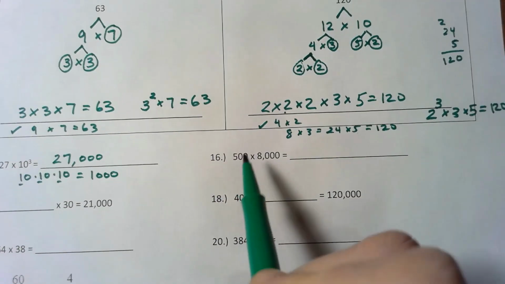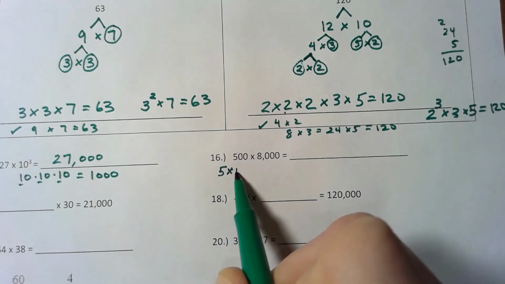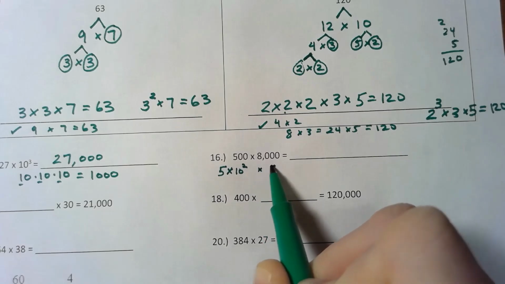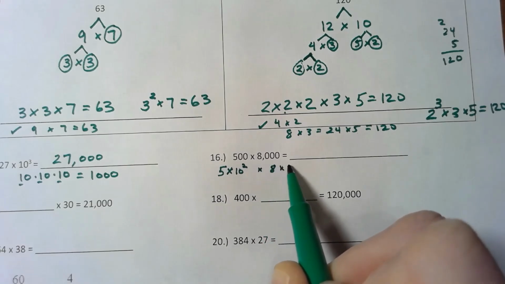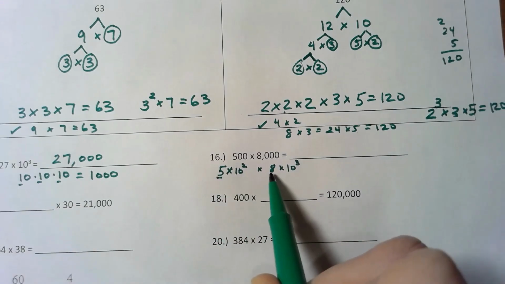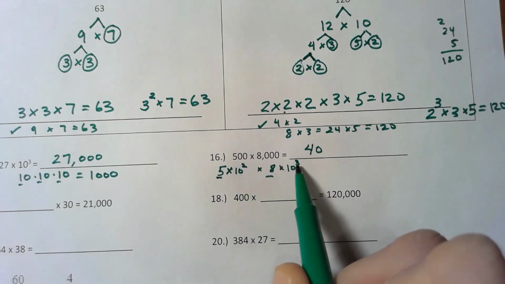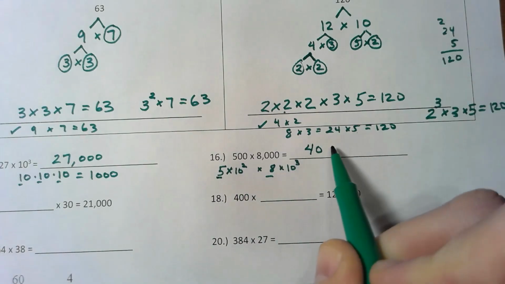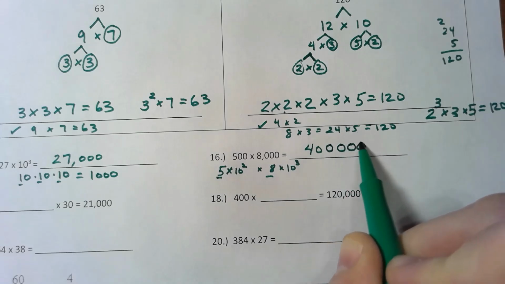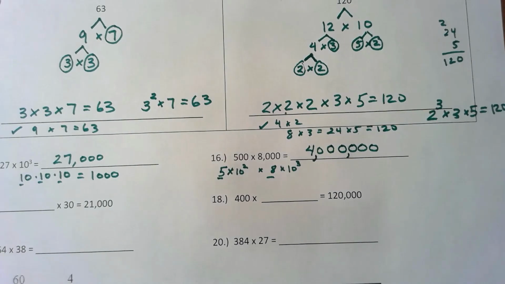So number 16, we have 500, which is the same thing as 5 times 2 powers of 10, times 8,000, which is the same thing as 8 times 3 powers of 10. So if I just multiply the 5 times 8 first, I get 40. But then I need 2 plus 3, so I need altogether 5 more powers of 10. So 1, 2, 3, 4, 5. And I can go ahead and put in my commas, and I get 4 million.